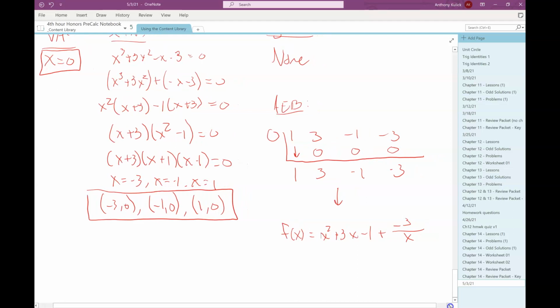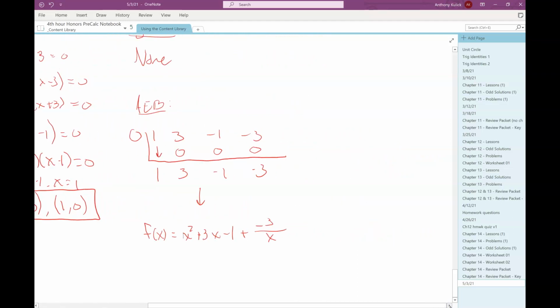Why is that equal? I'm just curious how you got minus 1 plus negative 3 over x. So again, this is the remainder, the constant, the x coefficient, the x squared coefficient. Okay. So it's different for these problems? No, it's the same as it was before.